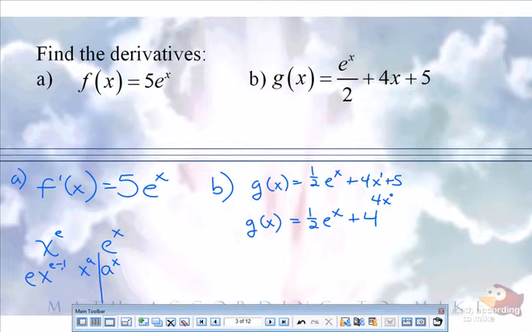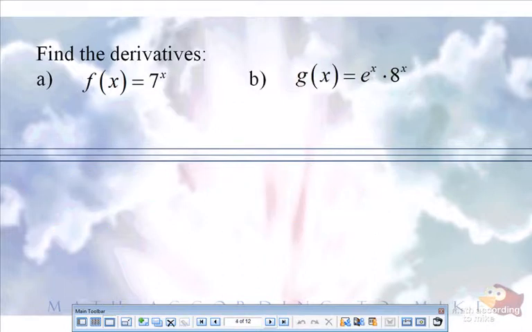Confusing? Yes. Part A, 7 to the x. Notice we'll have to use our second rule because our base is not e. So for the derivative, you get back what you start with, 7 to the x, times the natural log of the base. What's the base? 7 times the natural log of 7.